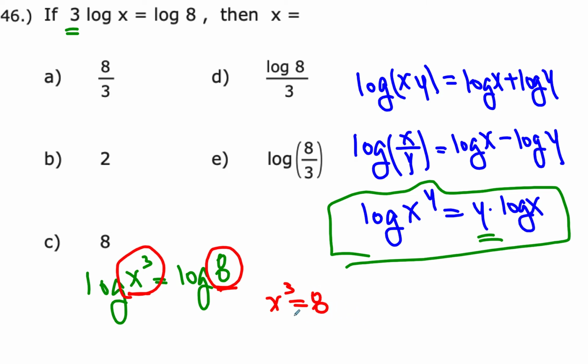And you tell me, which number, when you raise it to the third power, becomes 8? That's right, x has to be equal to 2. Because 2 times 2 times 2 equals 8. So therefore, B becomes our answer.